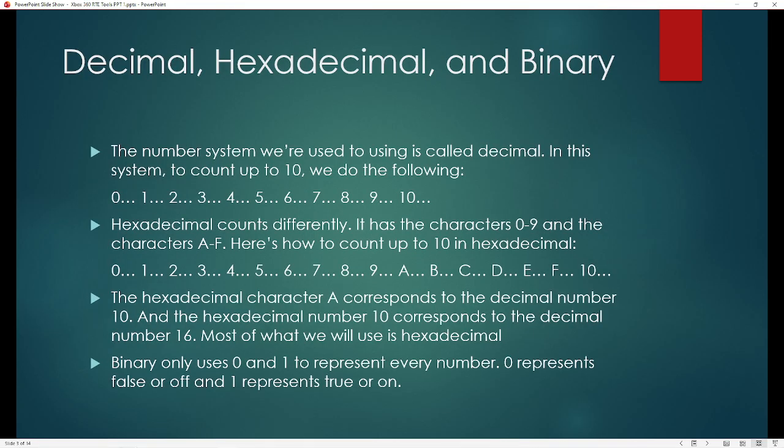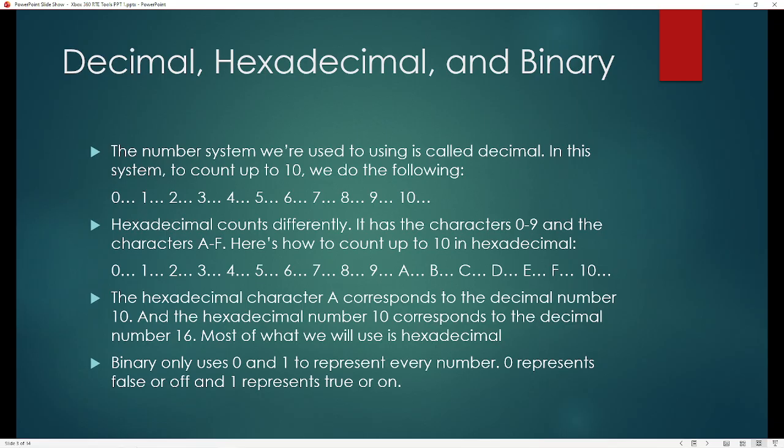I'm starting this assuming you know nothing about computers. If you do know a few things, you can feel free to move on. Here I'm going to go over three types of numbering systems: decimal, hexadecimal, and binary. The number system we're used to counting in is called decimal. In this system, we count to 10, hence the dec. So we just count 0, 1, 2, 3, 4, 5, 6, 7, 8, 9, 10.